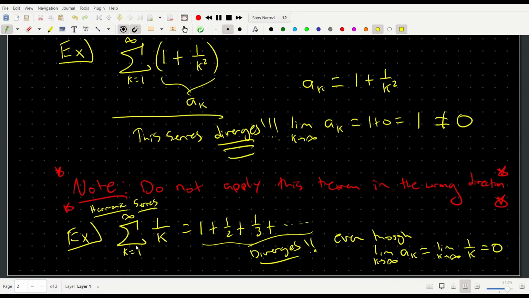We can only use this in the sense that if the limit of the terms in the underlying sequence to the infinite series goes to anything other than 0, we can say that the series has to diverge, but we can't use it in the reverse direction.